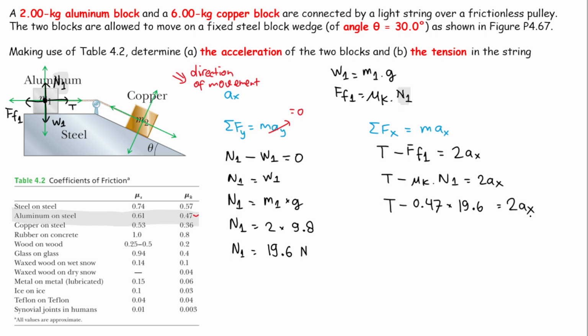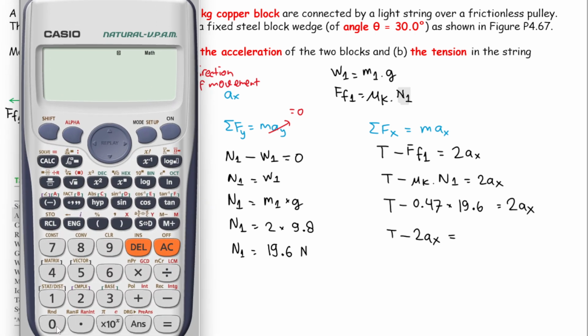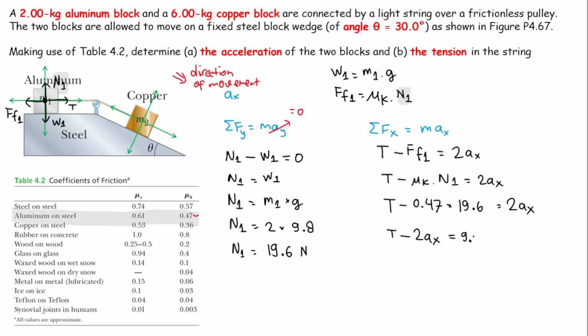Now let's put all the variables on the left-hand side. We will have T minus 2Ax, and that will equal 0.47 multiplied by 19.6, which is 9.21. I think there is nothing more we can do from here for the aluminum block. So let's save this as equation number 1.